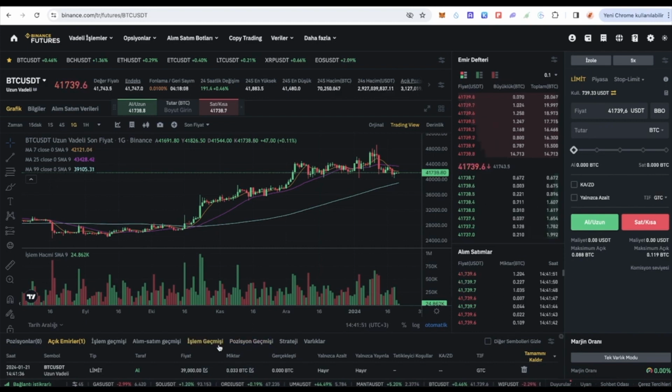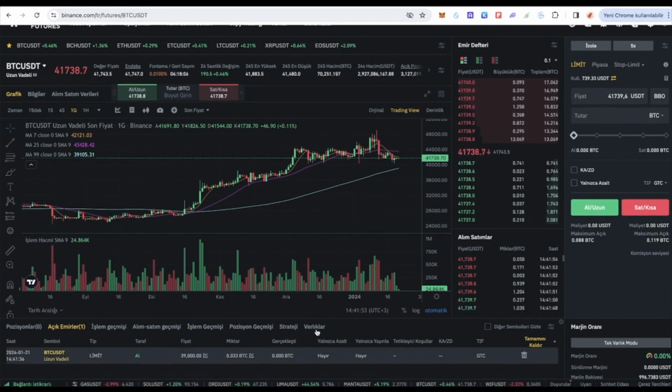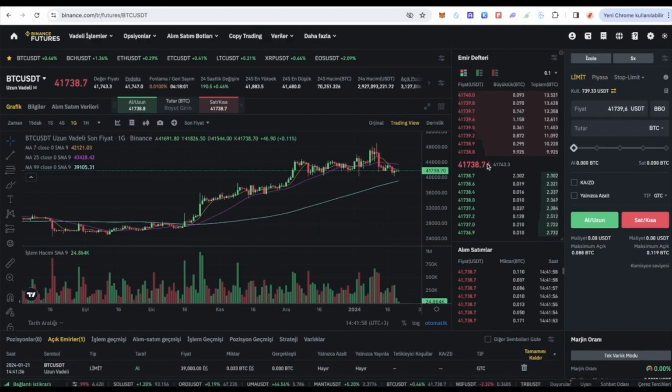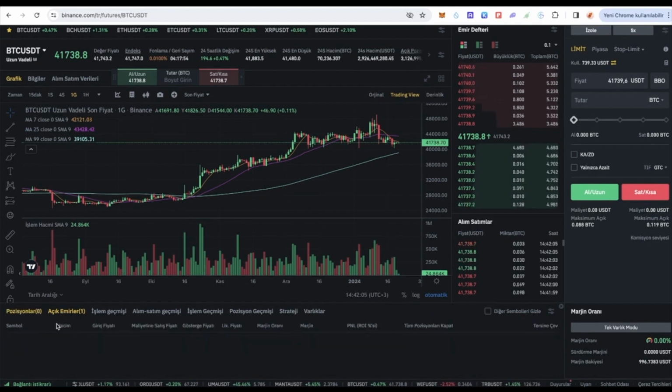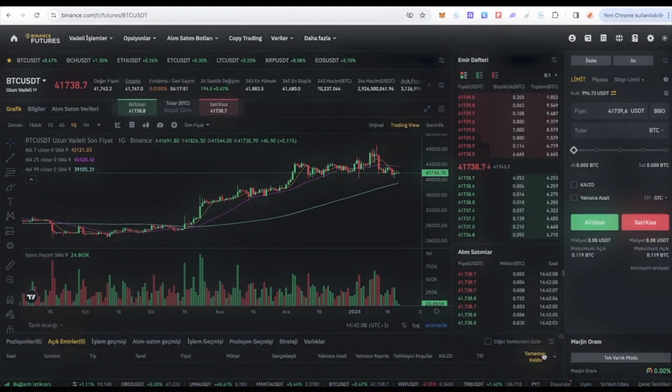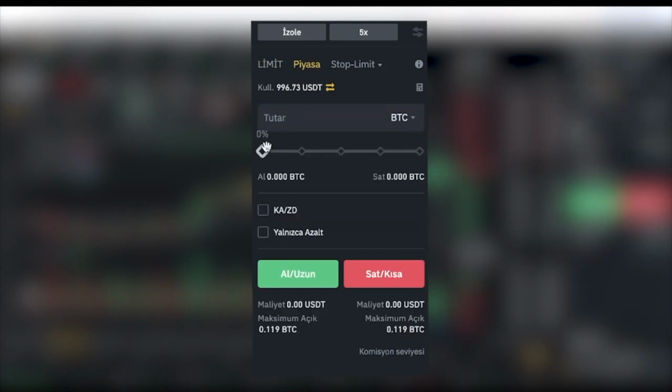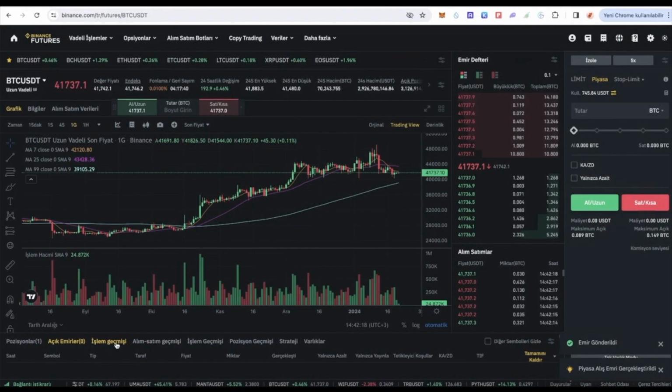If one day tomorrow you want to transfer your money from futures back to spot, you must not have any open orders. Otherwise, you cannot transfer this money. The market immediately opens my position at the current price. The limit gives a target. When that target is reached, my position opens. As you can see, my position is not open now. Let's cancel this one too.